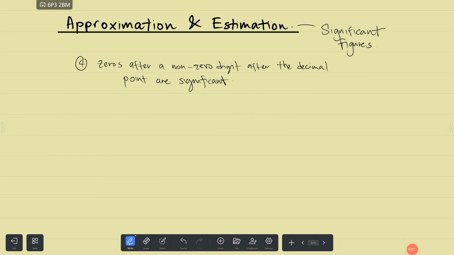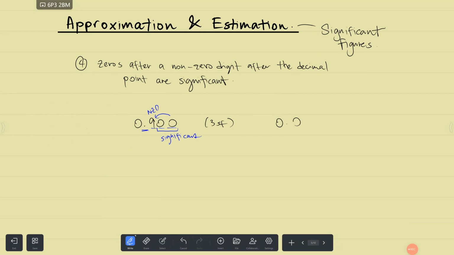Over here we have a new rule. It says zeros after a non-zero digit after the decimal point are significant. Meaning to say that if you have a decimal point here and 9, 0, 0, so a decimal point and a non-zero digit is over here. This is your non-zero digit, NZD, and these zeros will be significant as well by virtue of the fact that they are after a non-zero digit that's after the decimal place. So over here, all these will be counted as significant figures, and we say that this particular number has 3 SF.